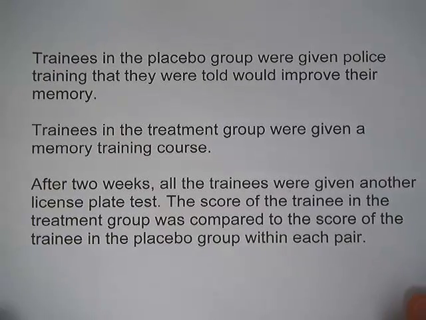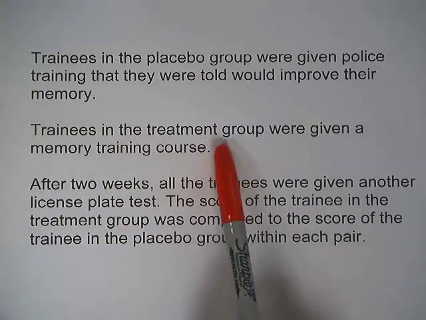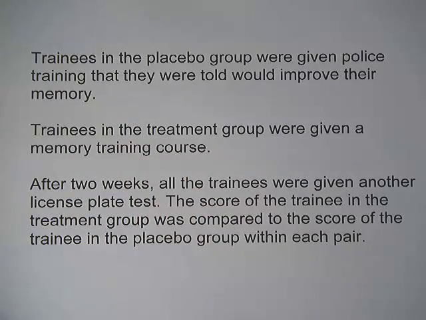Okay, trainees that were designated as the placebo group were given police training that they were told would improve their memory. So they were just given some training on something else, and they were just told it would improve their memory, but really it didn't have any effect on their memory. Now, trainees in the treatment group were given a memory training course. So this was something that was specifically designed to help improve their memory. After 2 weeks, all the trainees were given another license plate test.